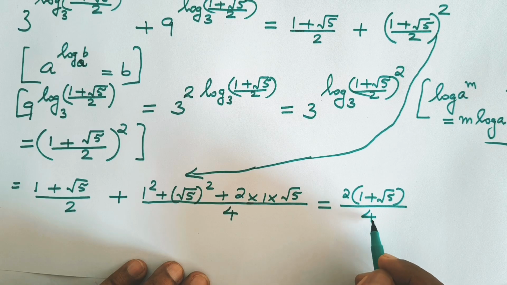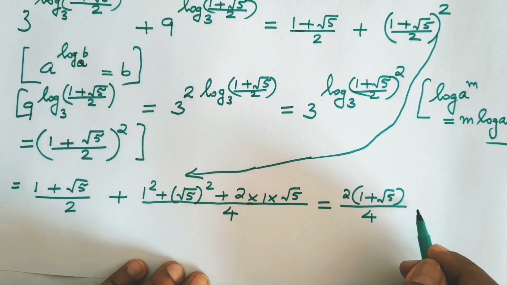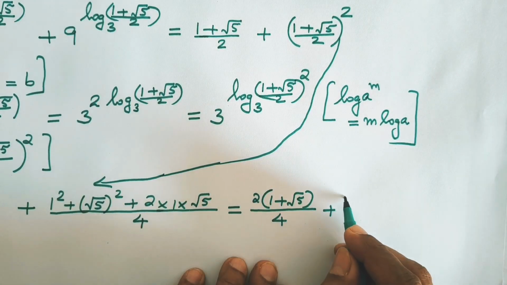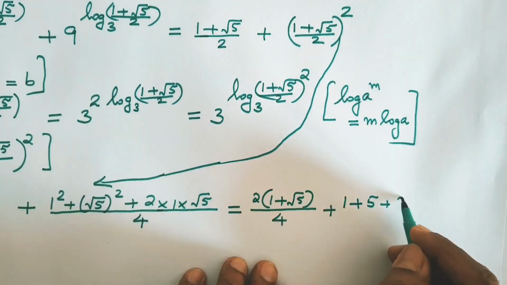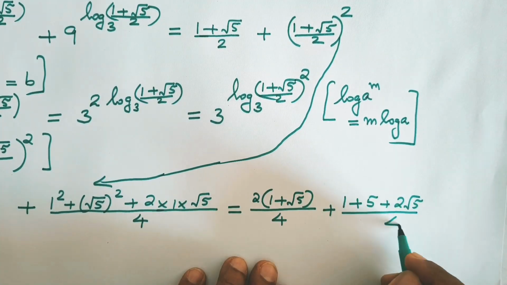Let me write it as 4. Okay. And cutting short one step. Plus 1 square is 1. Root 5 the whole square, that is just 5. This is 2 root 5, the whole divided by 4.